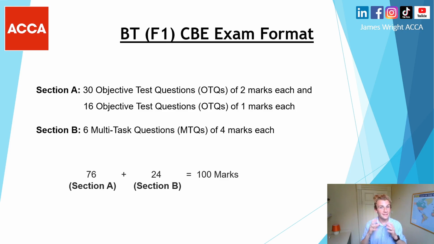Because in the exam, this is your computer-based exam format on here, and for business technology, the F1 paper, it's broken down into 2 sections. You have section A and section B, as you can see. You've got a total of 100 marks, but this is the key thing that you need to get down in your notes. For section A, you're going to have 30 objective test questions on there, for 2 marks each, and then you've got 16 objective test questions again, and these are 1 mark each. So that's where the total of 76 comes into it, as you can see at the bottom.